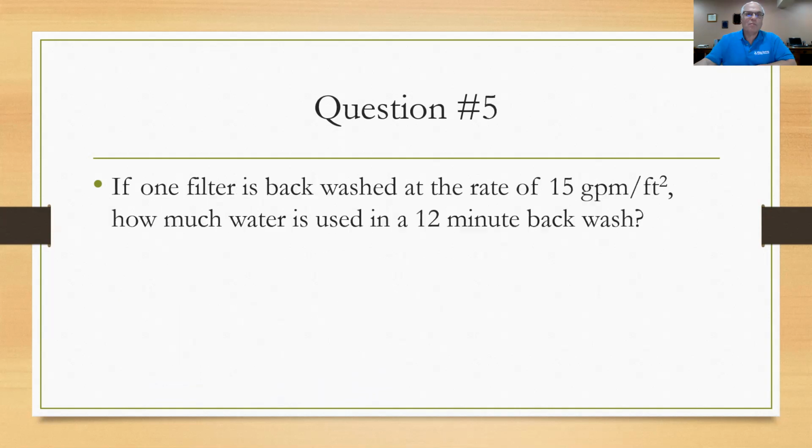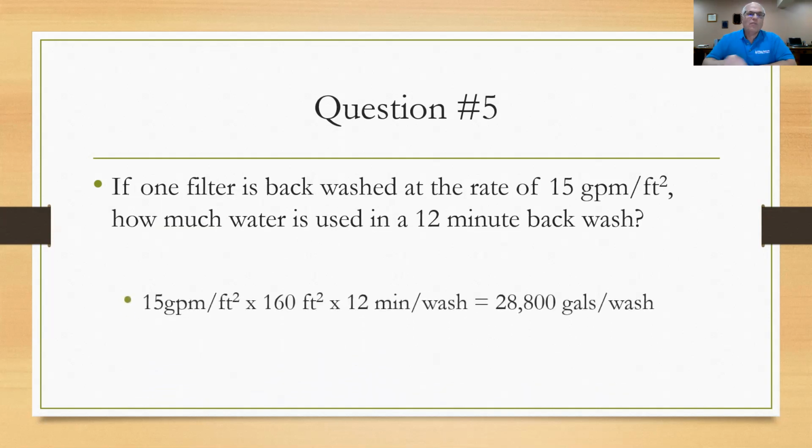We're almost halfway through. If one filter is backwashed at the rate of 15 gallons per minute per square foot, how much water would you use in a 12-minute backwash? Again, that's pretty simple. Again, you need to know the dimensions of the filters. So 15 gallons per minute per square foot, and there are 160 square feet in a filter because they're 10 by 16. And you're going to run that for 12 minutes. I come up with 28,800 gallons for each backwash.